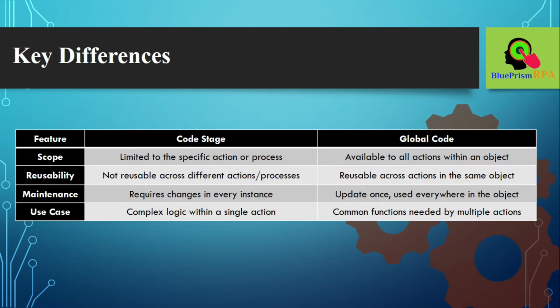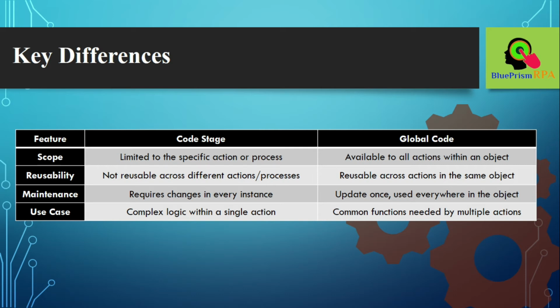The key differences between the code stage and global code. We are going to talk based on features, like scope. Code stage is limited to the specific action or process. On the other side, global code, as per the scope feature, is available to all actions within an object. So you write once and then that code can be accessed in the same object in all the actions. But if you write it in the code stage, it can only be accessed within that code stage. If you need to use it again, you have to write the same code again and again.